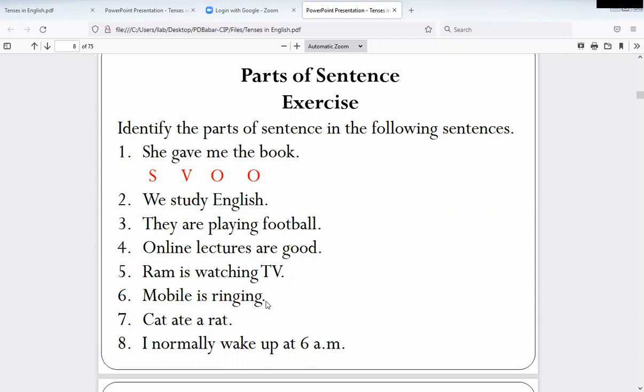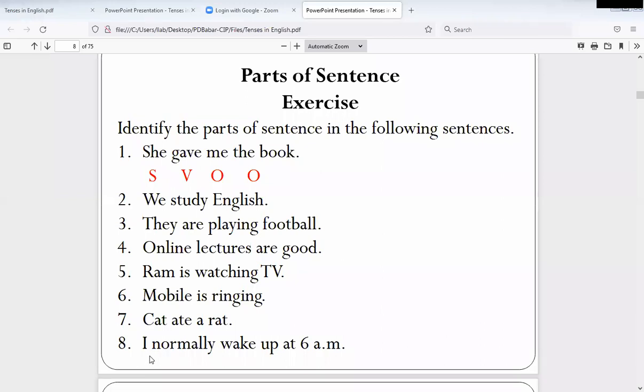Mobile is ringing. So here in this example, there is only subject and verb in this sentence. Is is the auxiliary verb, ringing is the main verb. So mobile is the subject and is ringing is the verb. So this sentence is made up of only two parts, that is subject plus verb. Then, cat ate a rat. So cat is the subject, ate is the verb. What ate? It ate a rat. So a rat is the object.